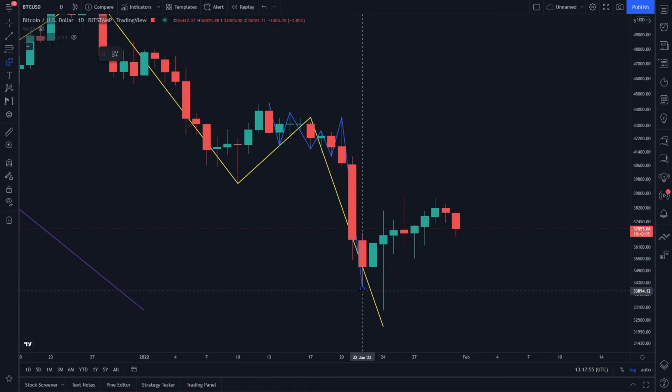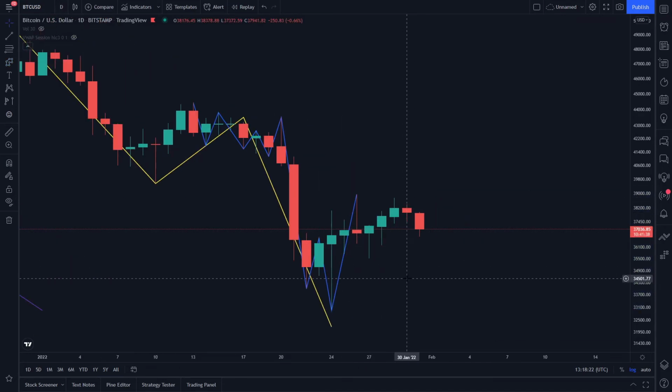We have our low right here. We have a lower high. Price continues to make the lower low. Then we have a higher high. So this is a potential break in market structure again. We can see that we have the low, the high, breaking this high. So this means that we are making a higher high.